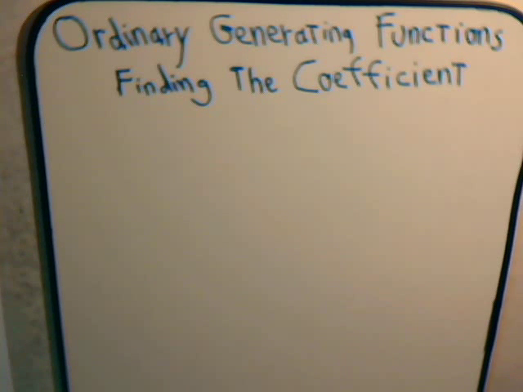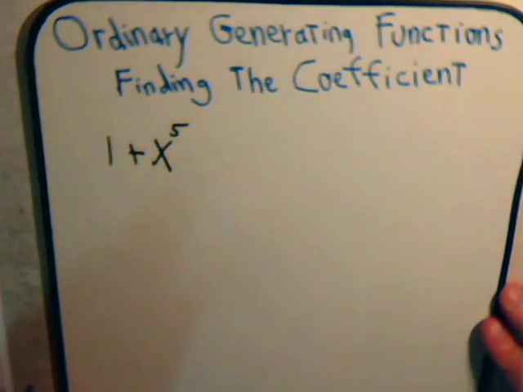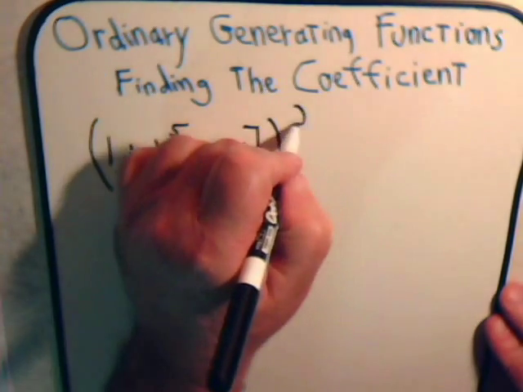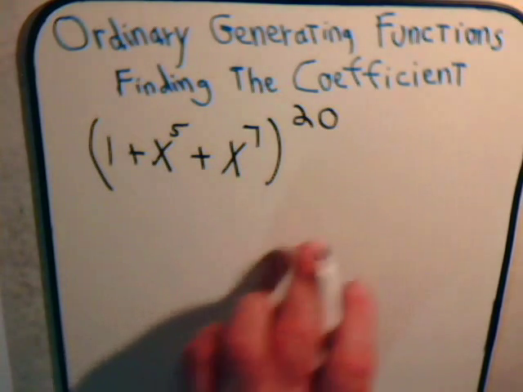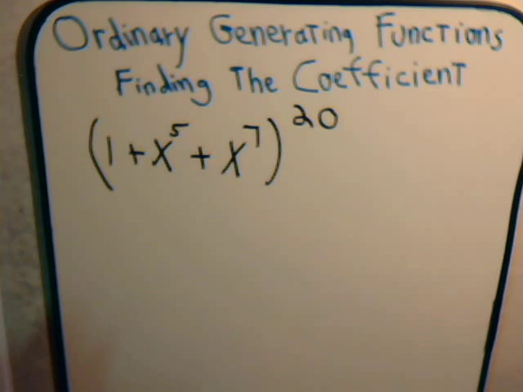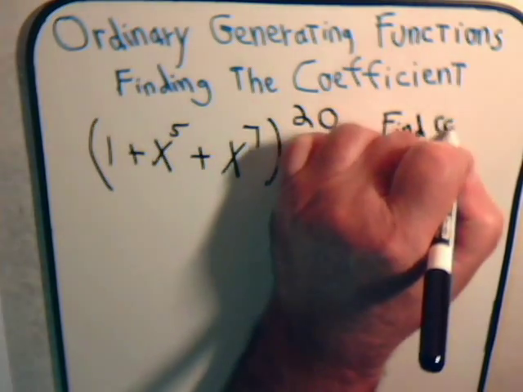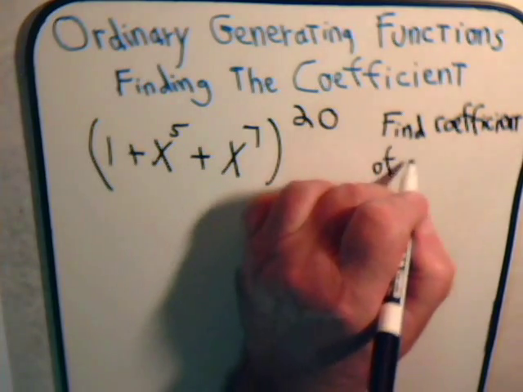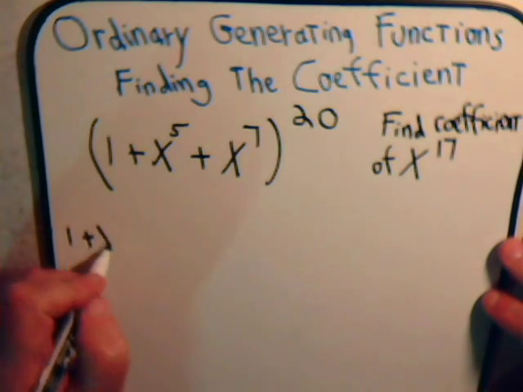For example, let's suppose we had (1 + x^5 + x^7), and that's raised to the 20th power. Out of this expression, when this is multiplied together 20 times, suppose we have to find the coefficient of x to the 17th power.